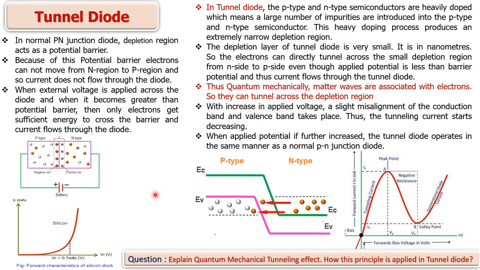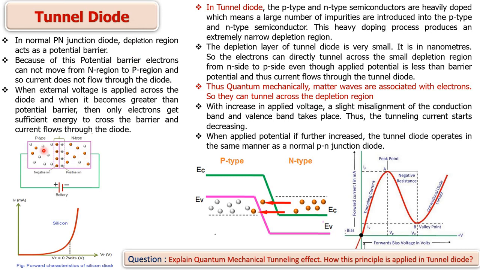Students, we are studying examples of the tunneling effect. One example we studied in the last video lecture is alpha decay, and now this is the second example of the tunneling effect, that is the tunnel diode. A tunnel diode is a simple PN junction diode, but there is a little difference between a normal PN junction diode and a tunnel diode.